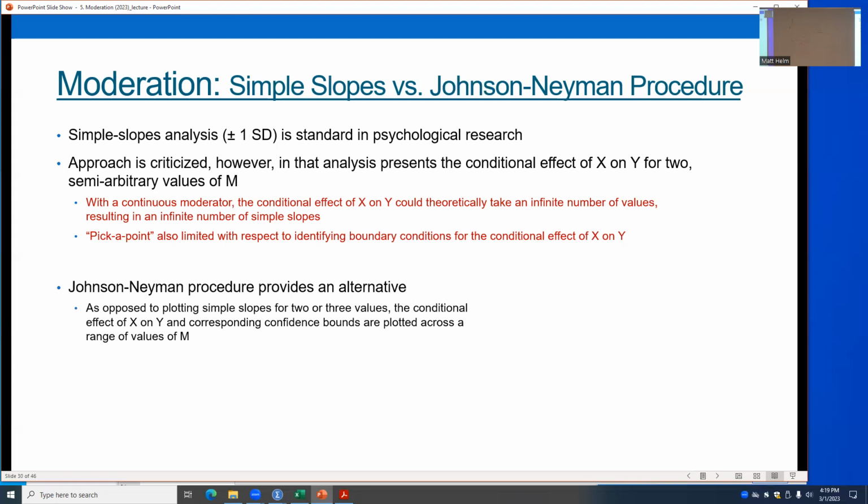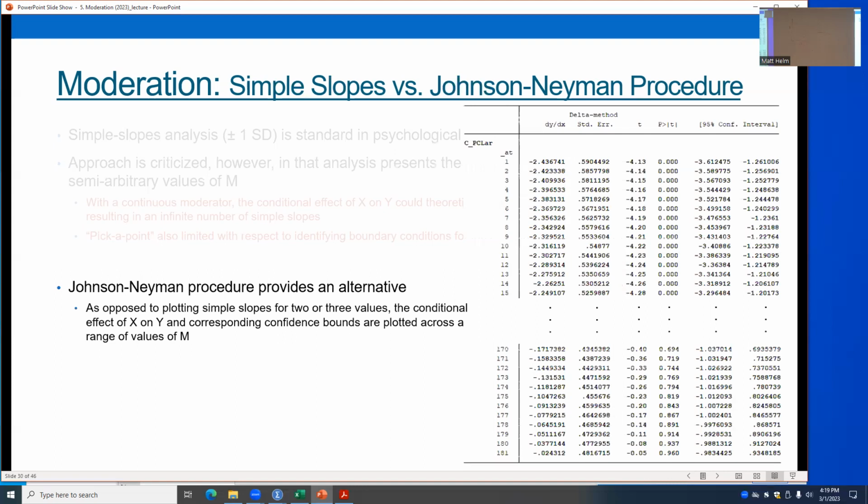Here's where we get our Johnson-Neyman procedure. Instead of plotting our simple slopes at 1 or 2 values, we're looking at the conditional effect of X on Y across the whole range of the moderator. This is going to give us a different graph. It's a little tricky to interpret, but once you see what's going on, it's an incredible amount of information.